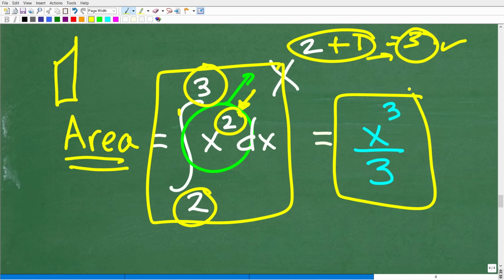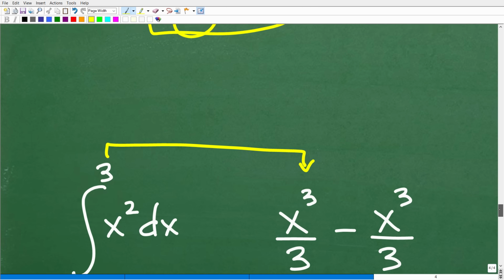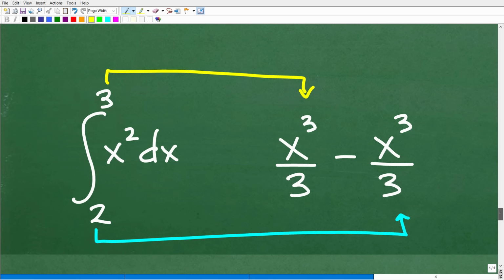Now we can actually calculate the specific area of this shape. Let's do that right now. Here is our integral, which means add up all those skinny little rectangles, or find the area underneath this curve from 2 to 3. What we're going to do is take our answer to this integral, which is x cubed over 3, and subtract it from itself.